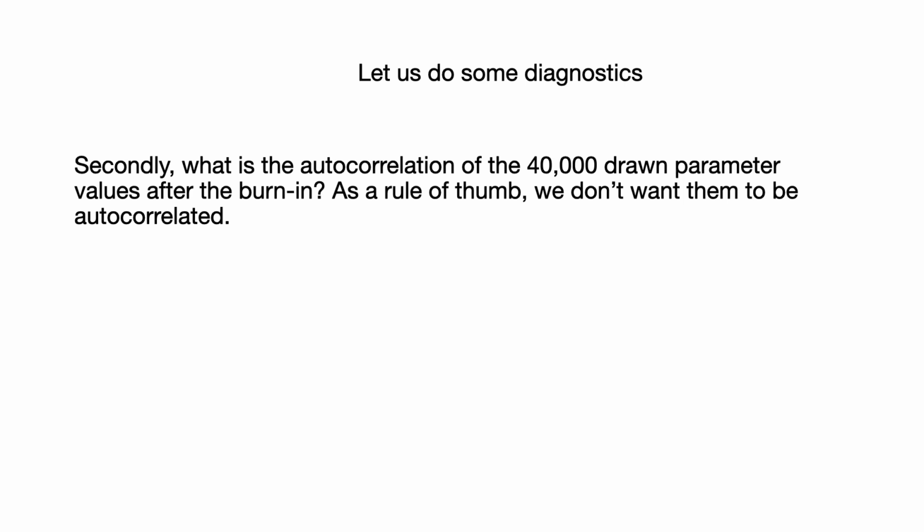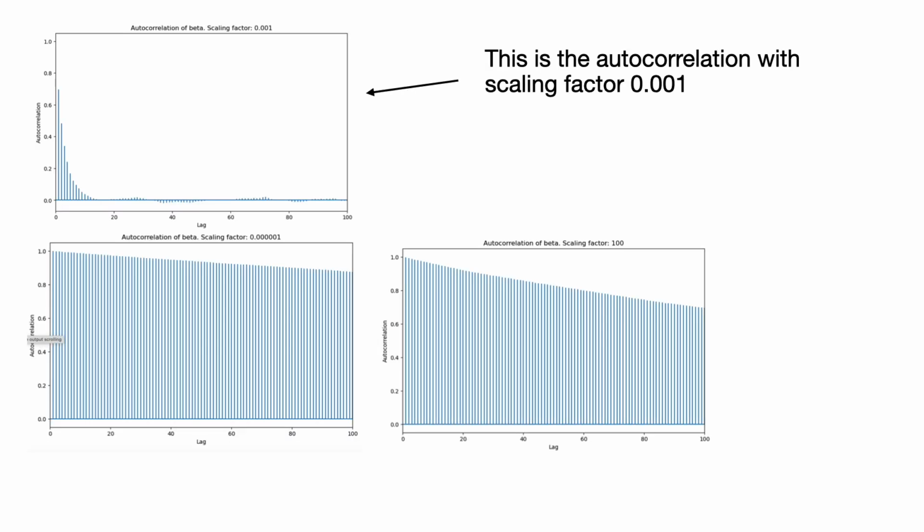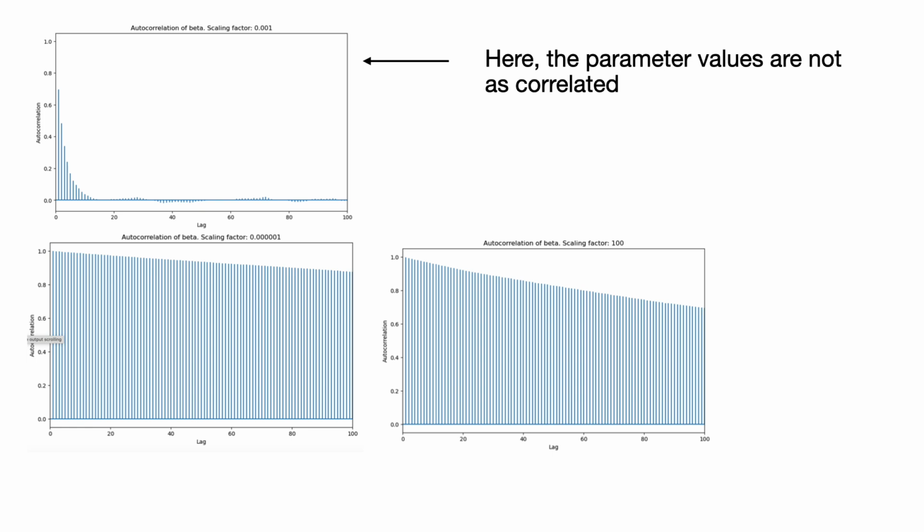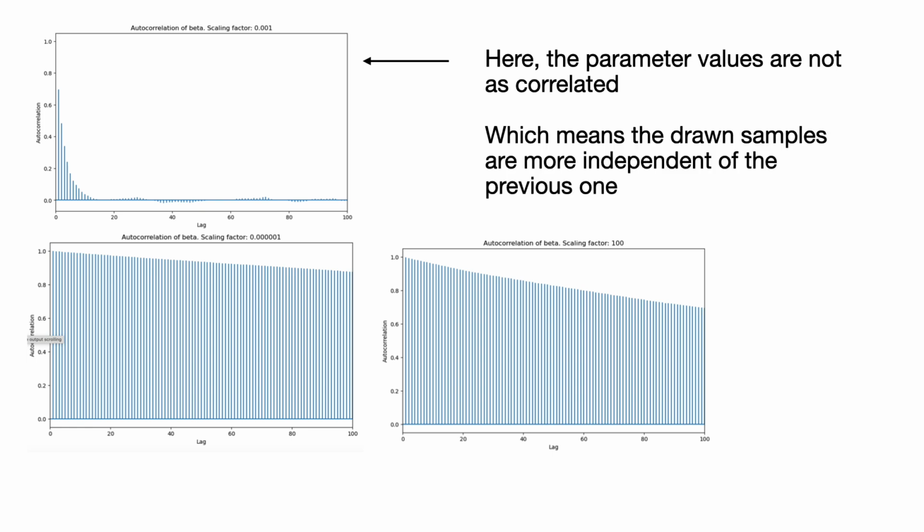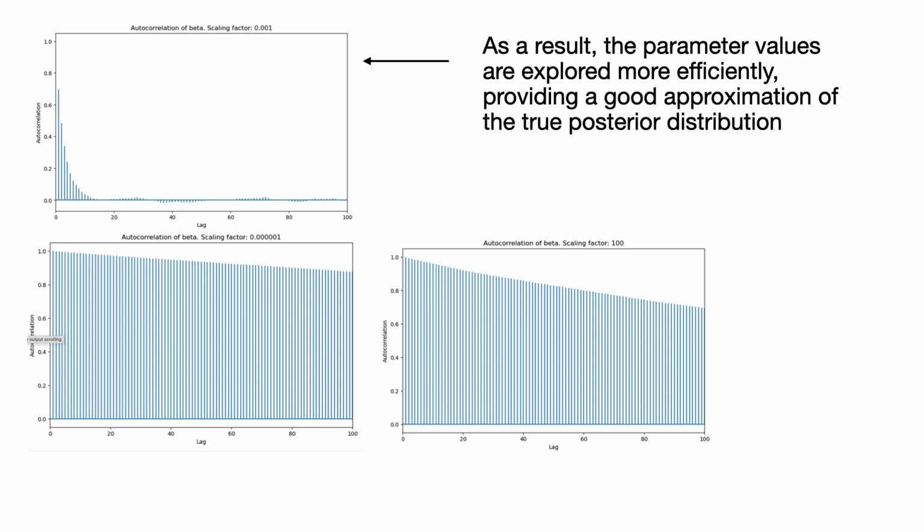As a rule of thumb, we don't want them to be autocorrelated. This is the autocorrelation with scaling factor 0.001. This is the autocorrelation with scaling factor 0.000001, and this is the autocorrelation with scaling factor 100. Here, the parameter values are not as correlated, which means the drawn samples are more independent of the previous ones. As a result, the parameter values are explored more efficiently, providing a good approximation of the true posterior distribution.